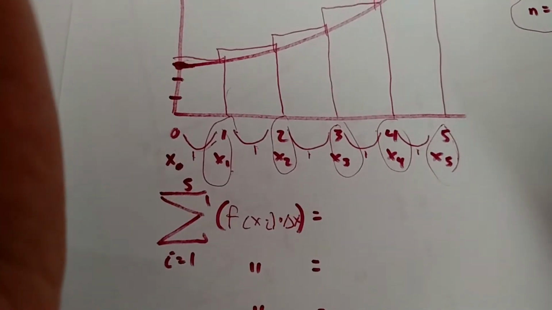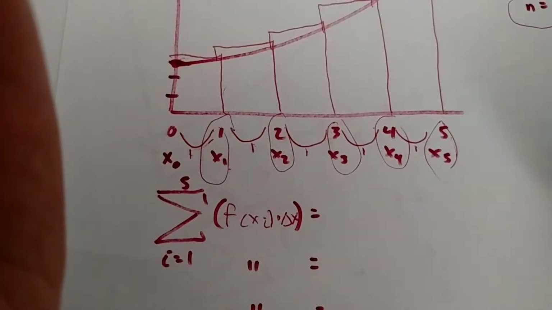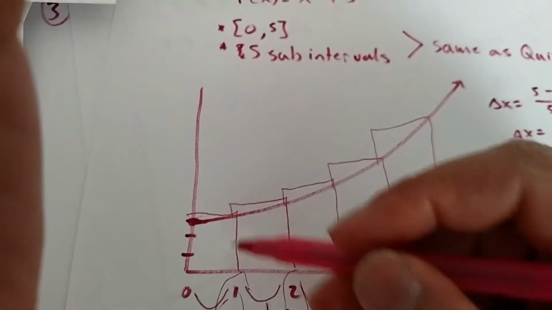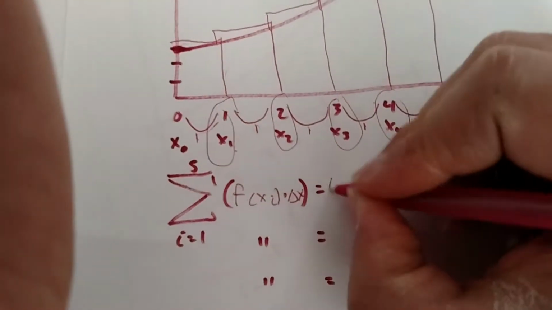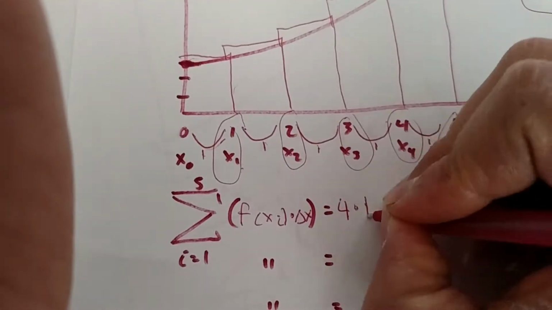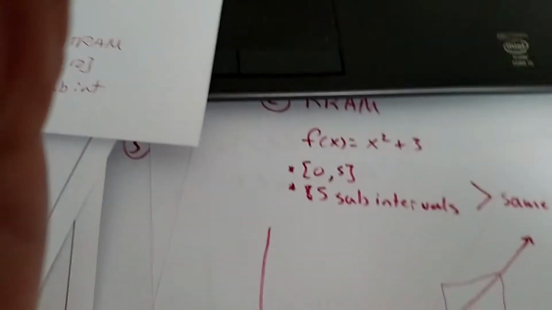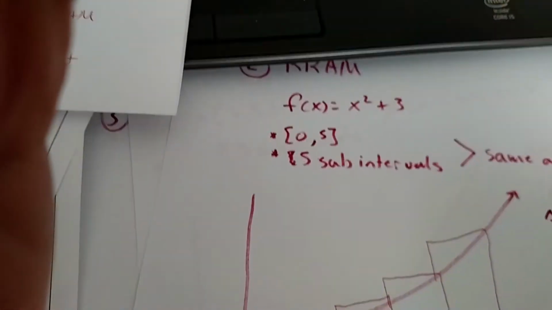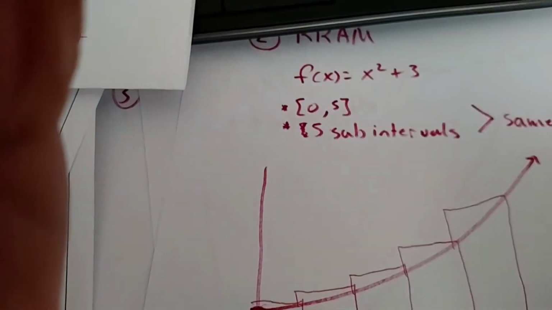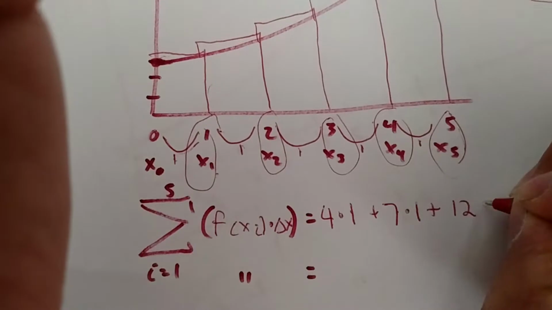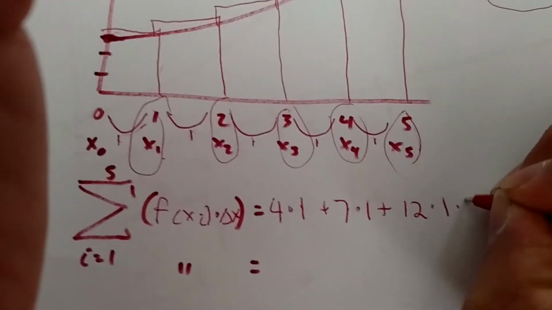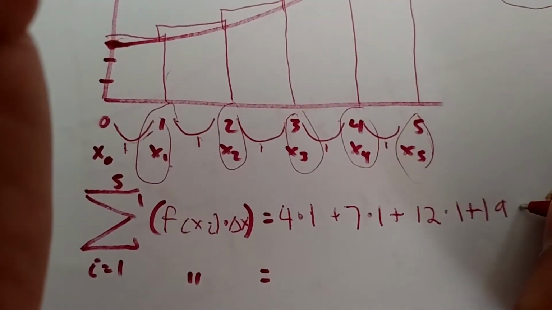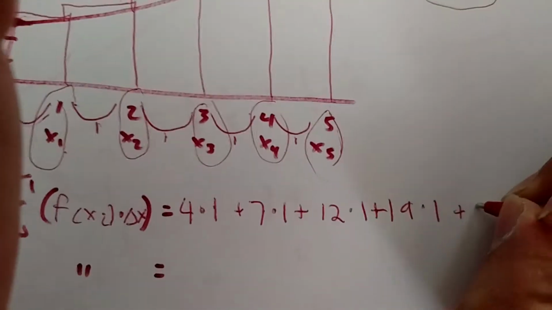Now the rest of these, I'm going to start moving through quickly because this is a review, and I just wanted to show you these problems. So here we go. Height times base. The first height, 1, plug it in. What is that? 1 squared plus 3, 4, times the base, 1. Plus 2 squared plus 3, 7. You can fast forward through this. 3 squared plus 3, 12. And then 4 squared, 16 plus 3 is 19. And then 5 squared plus 3 is 28.